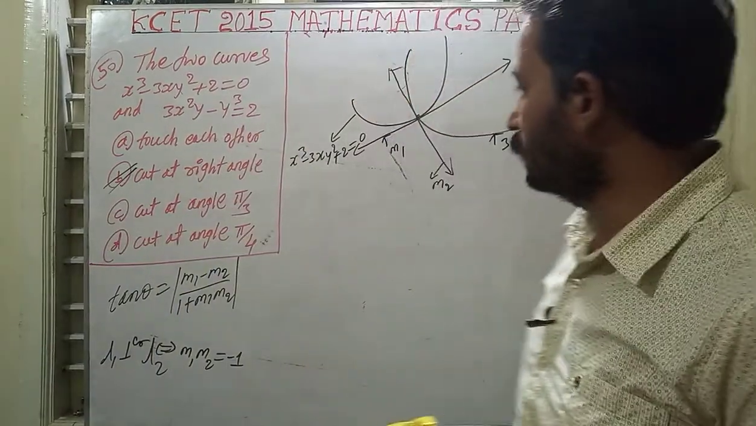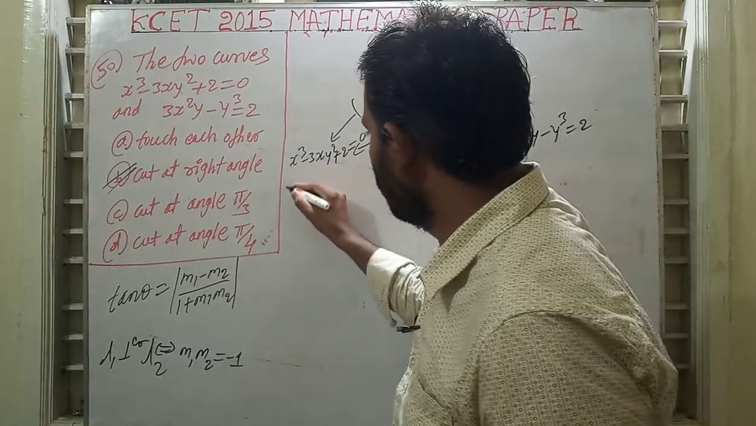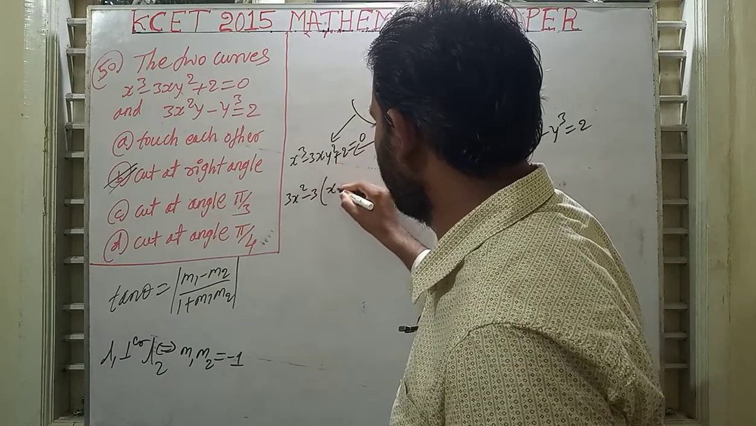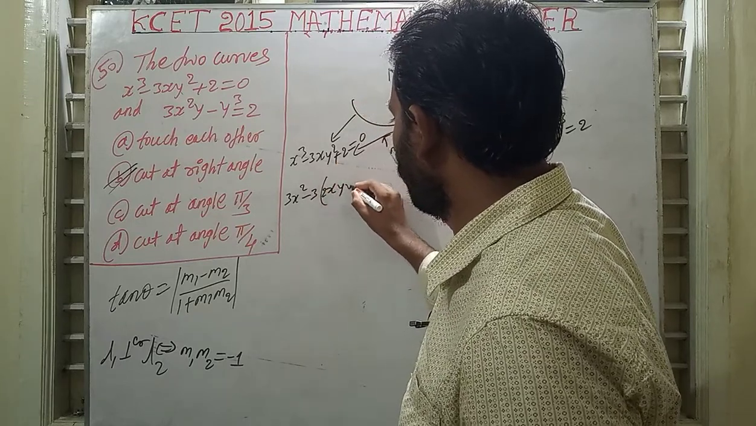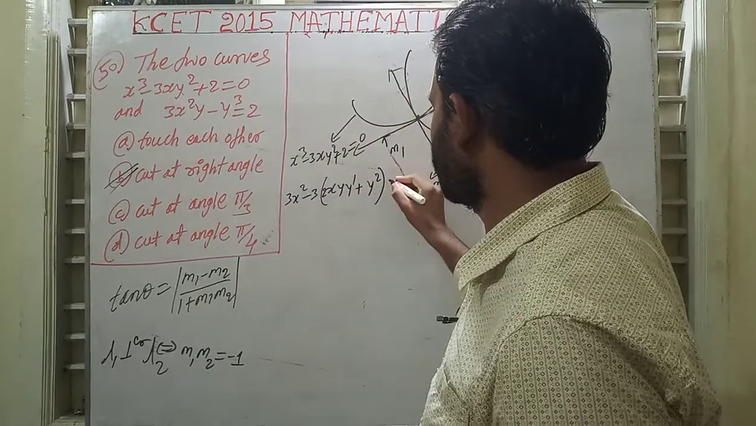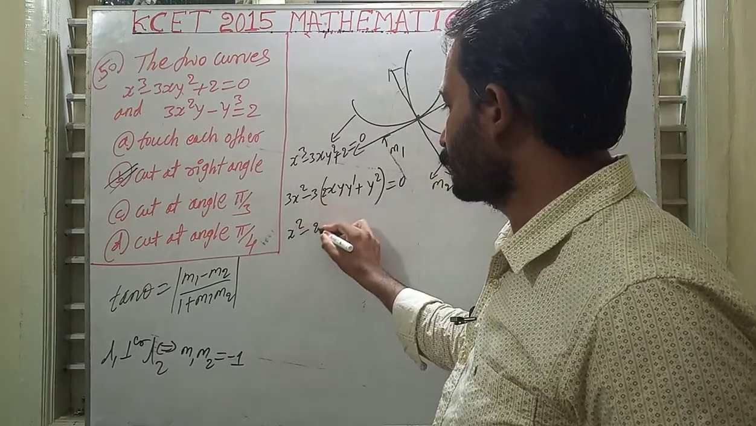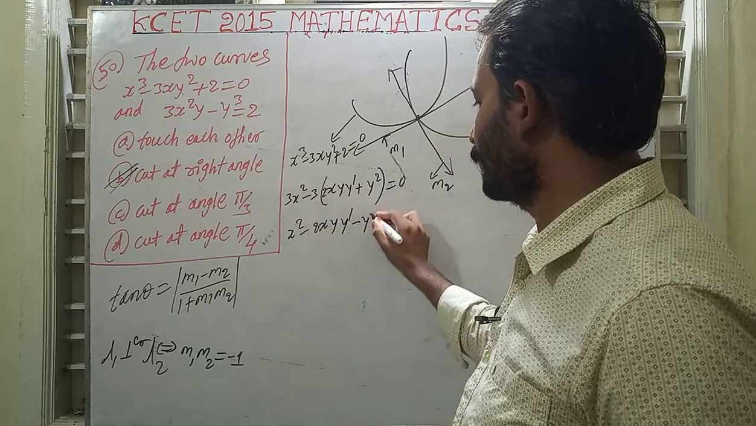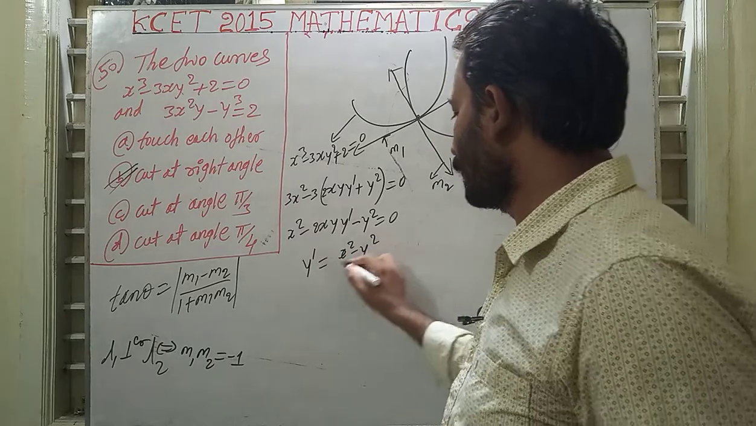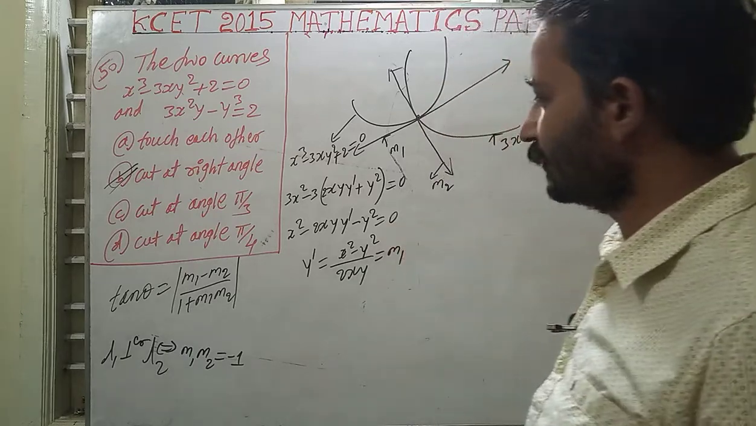Now first find M1. Differentiate with respect to x. x cube gives 3x square, minus 3 taken outside, apply the product rule: 2xy y dash plus y square, differentiation of x is 1, plus 2 is equal to 0. Dividing by 3 on both sides we get x square minus 2xy into y dash minus y square is equal to 0. Now y dash is equal to (x square minus y square) divided by 2xy. This is M1, the slope of the tangent.